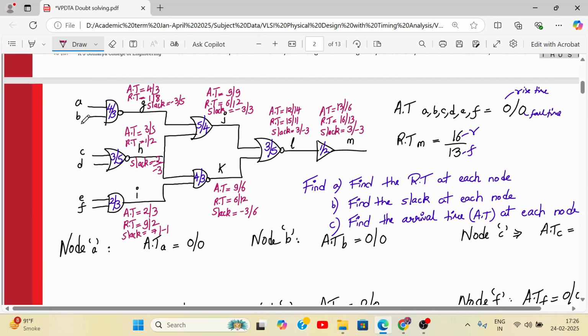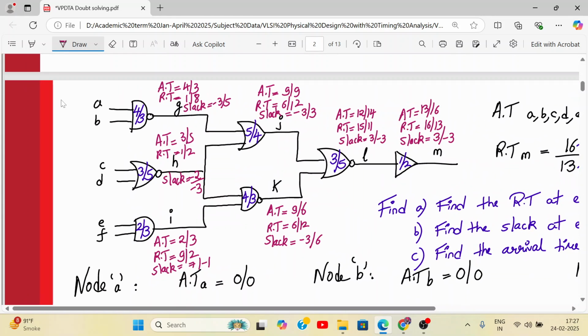Okay, now we have to calculate for A, B, C, D, E, F. Now, all the arrival times are 0, 0. So directly we can write down the arrival time is 0, 0 for both the cases. Whenever the arrival time is 0, 0, whatever is the required time, we will calculate that, no problem at all. So now it will be easier to calculate this.